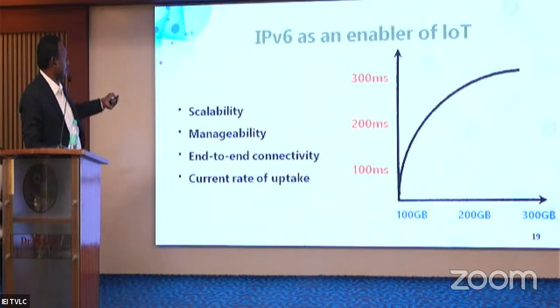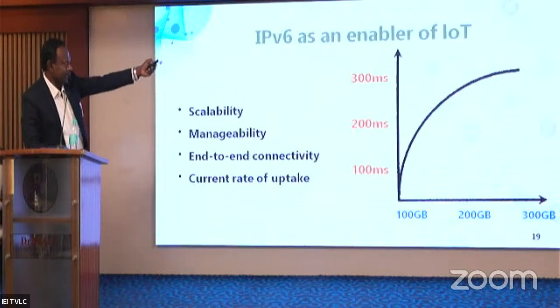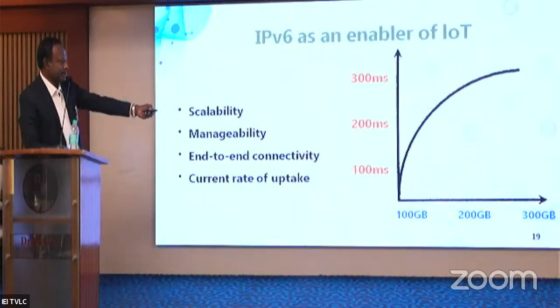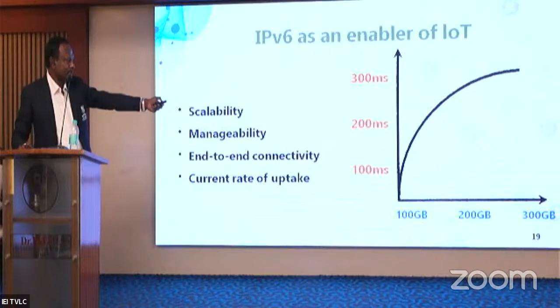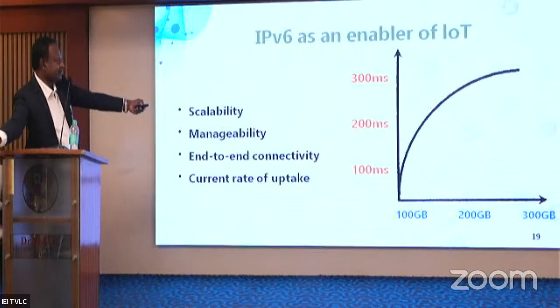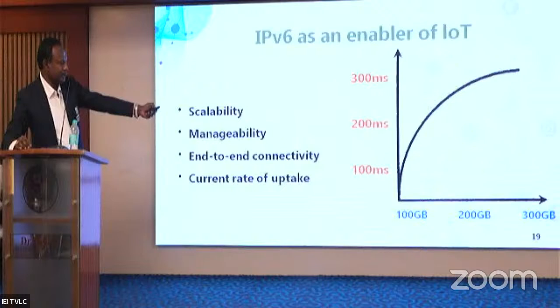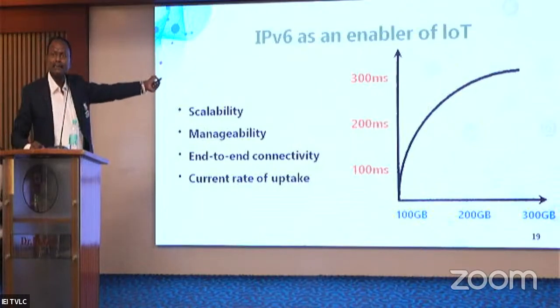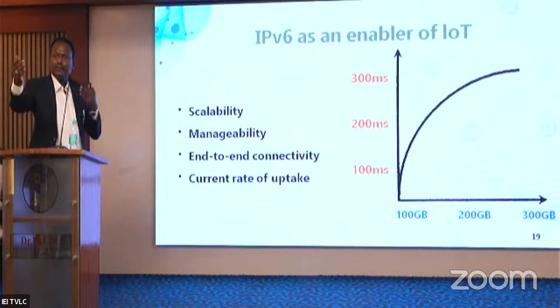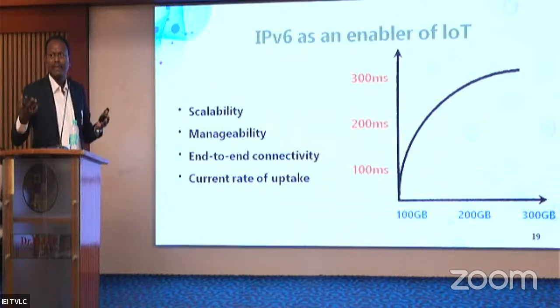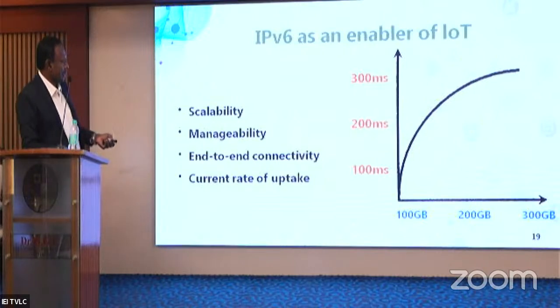Now, see, why is IPv6 necessary for IoT? See the rate of information: 100, 200, 300 gigabytes of information are exchanged within a few milliseconds itself, in real-time mode. So that's what is happening here.